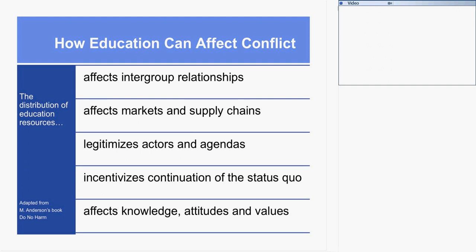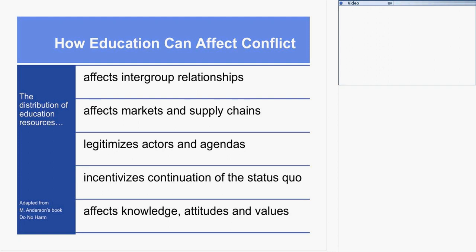Examples for markets and supply chain. If you choose to procure school furniture from factories in neighboring countries rather than from local suppliers, this could create tensions with the local suppliers. Or at a national level, external aid agencies provide funds for education. They can free up money for the national government to spend for military purposes.